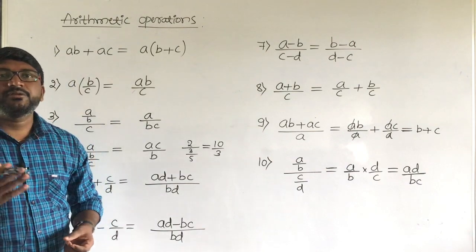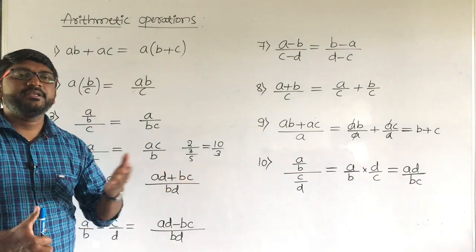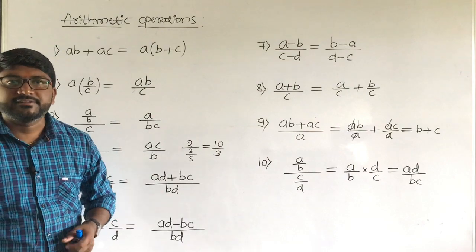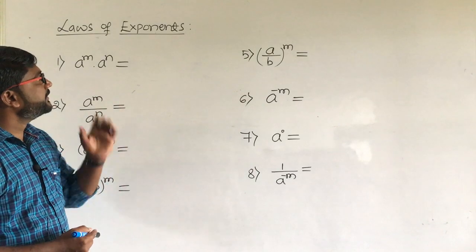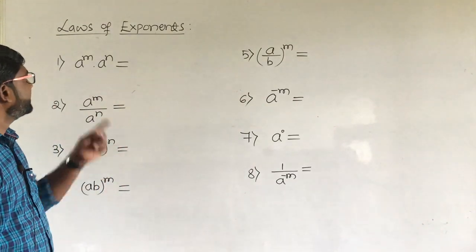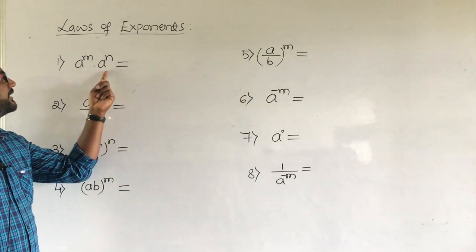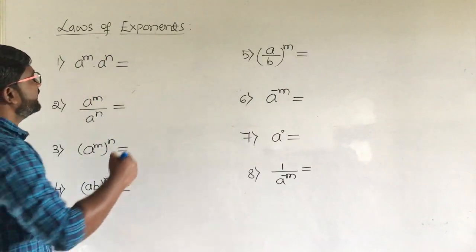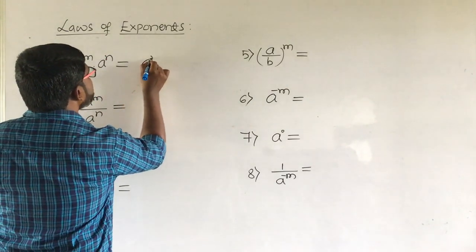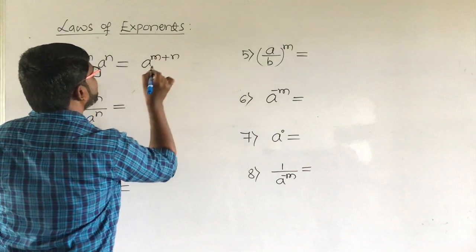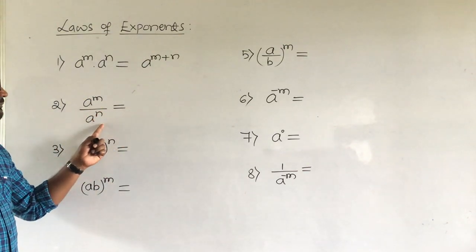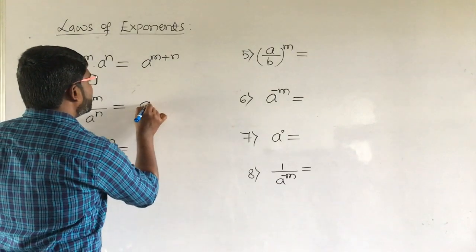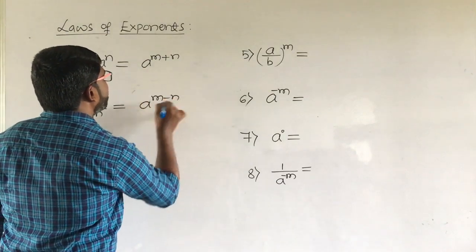So next we are going to write some of the laws of exponents. See the first one, a raised to m into a raised to n is equal to a to the power m plus n. So here the powers will be added up. Now a to the power m divided by a to the power n is equal to a to the power m minus n.